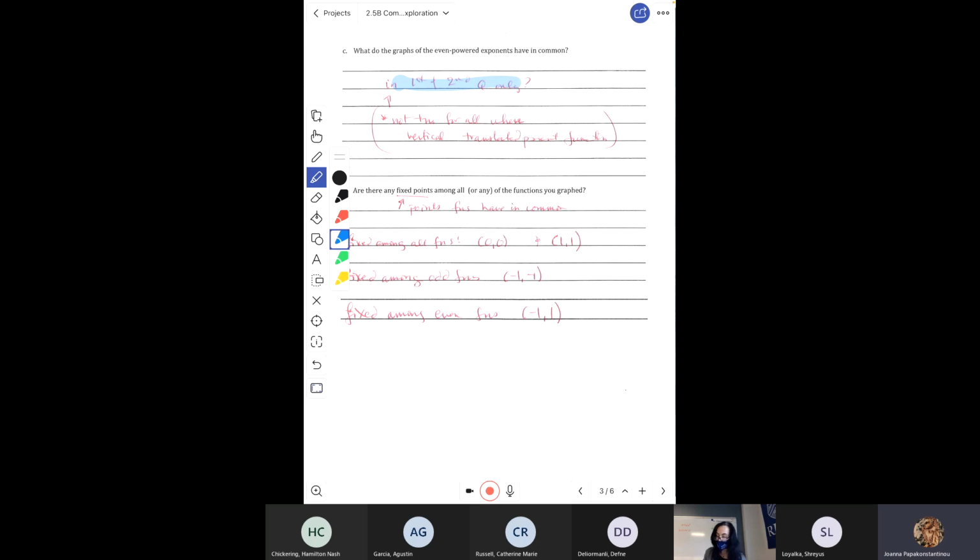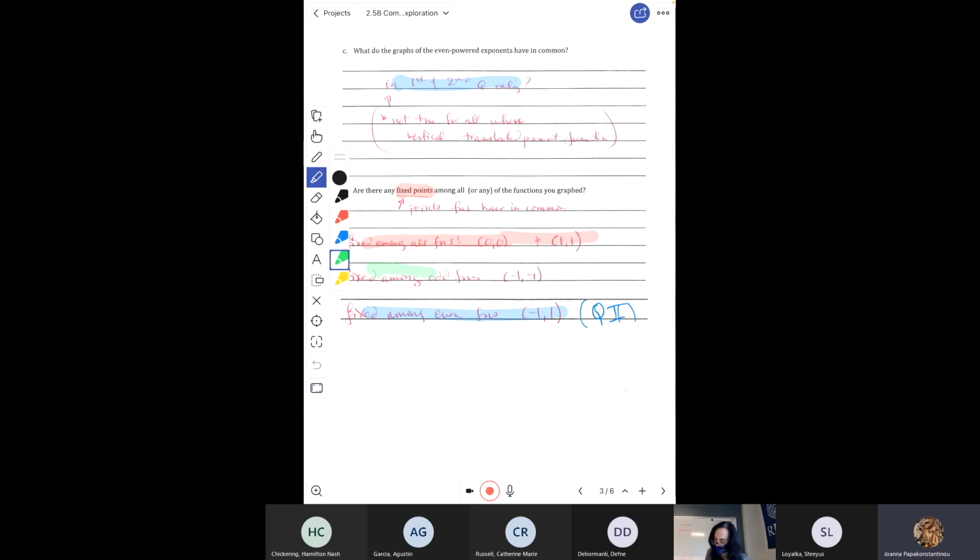Now, the next thing I wanted you to look at is the fixed points. Are there any fixed points among all or any of the functions? Well, they all pass through (0, 0) and (1, 1). All of them pass through (0, 0), (1, 1). Additional fixed points with respect to the evens is they pass through (-1, 1). What quadrant is that in? Negative 1, 1. Quadrant 2, right?